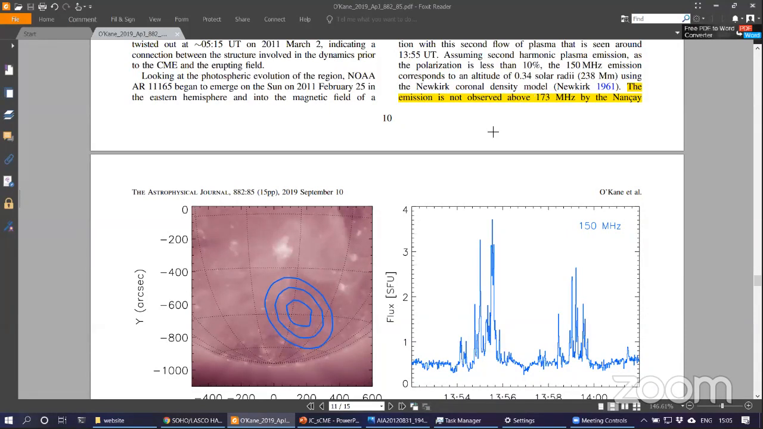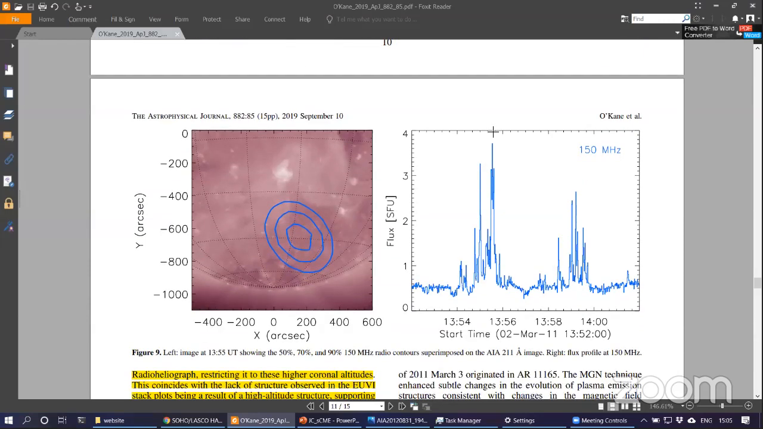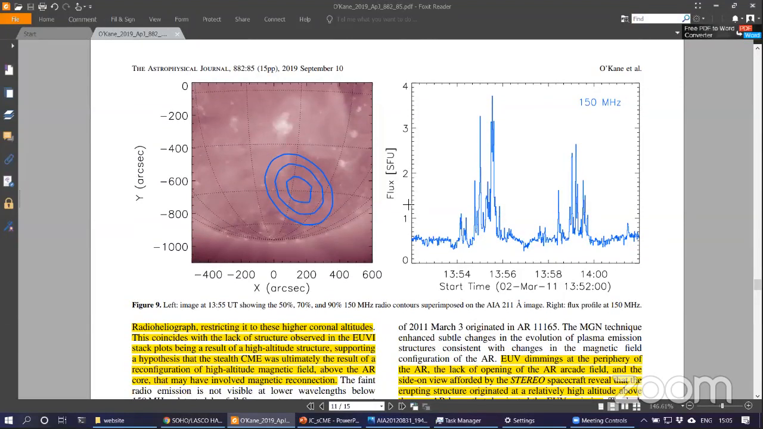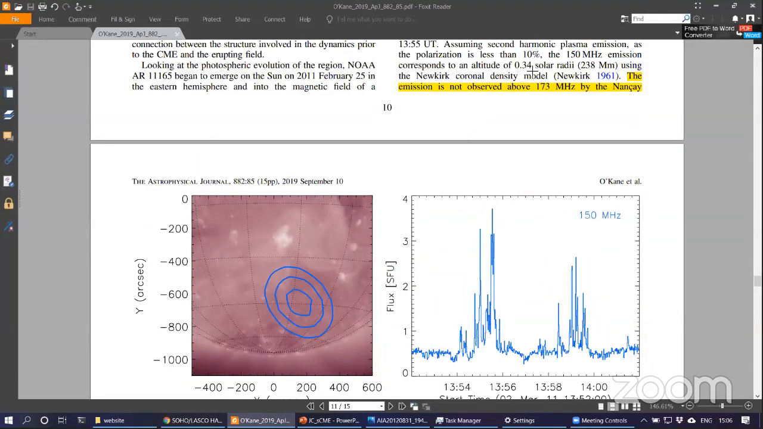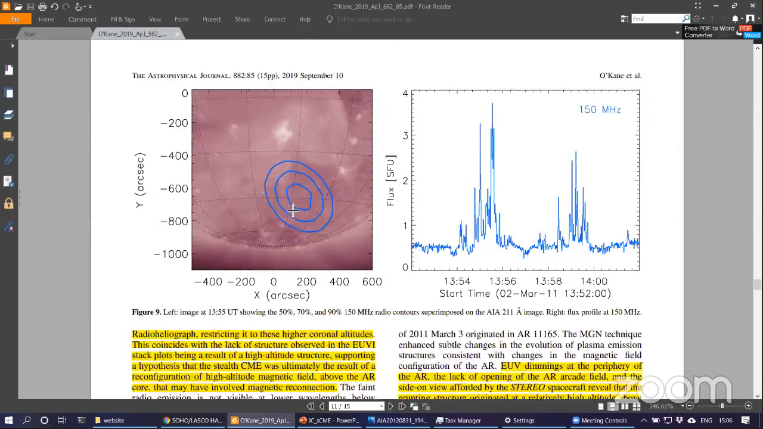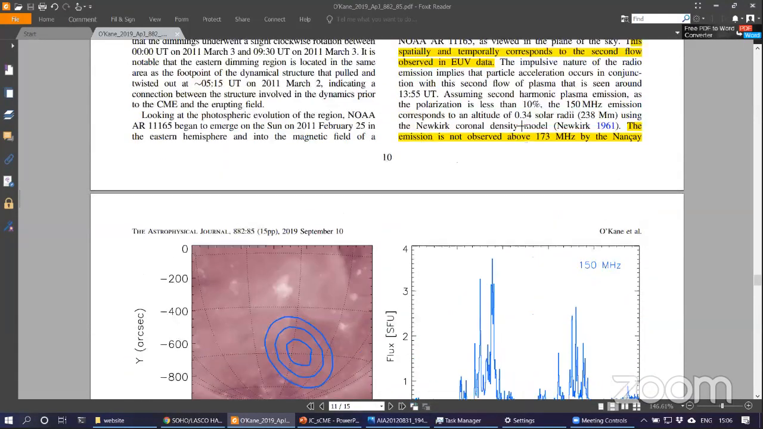Since there was not much emission at higher wavelengths, they concluded that the acceleration of the electrons may have occurred at higher heights, and hence this also supports the fact that the instability might have happened at higher heights, and the CME started rising at, say, 1.3 solar radii or more than that height. That's why you do not see much of the disk features, because at this particular height the density of the corona has already reduced very much.